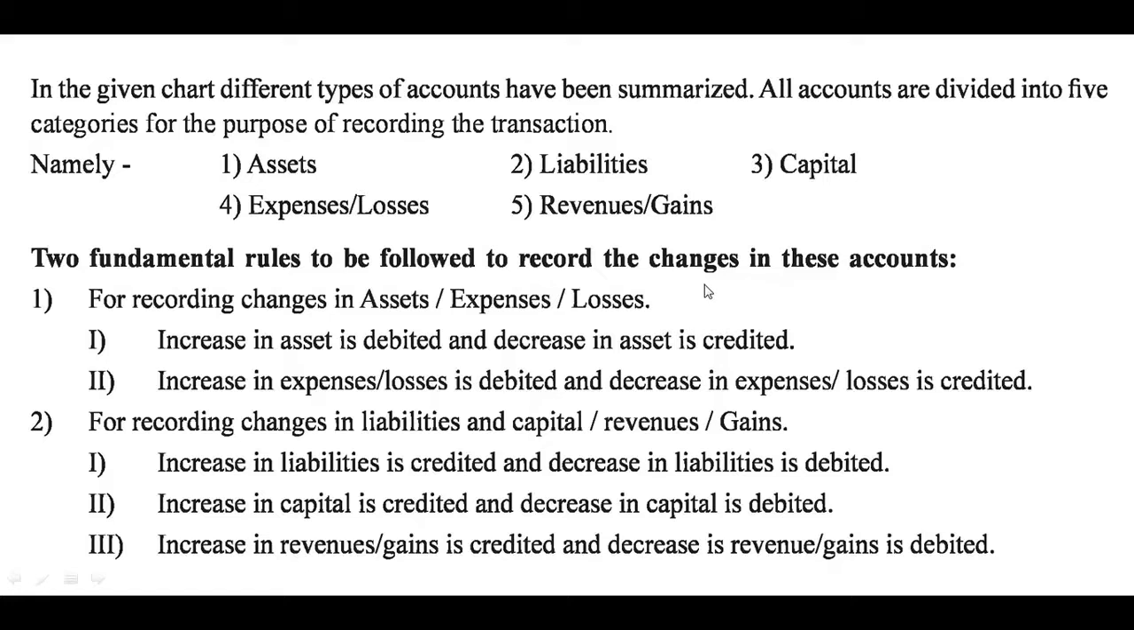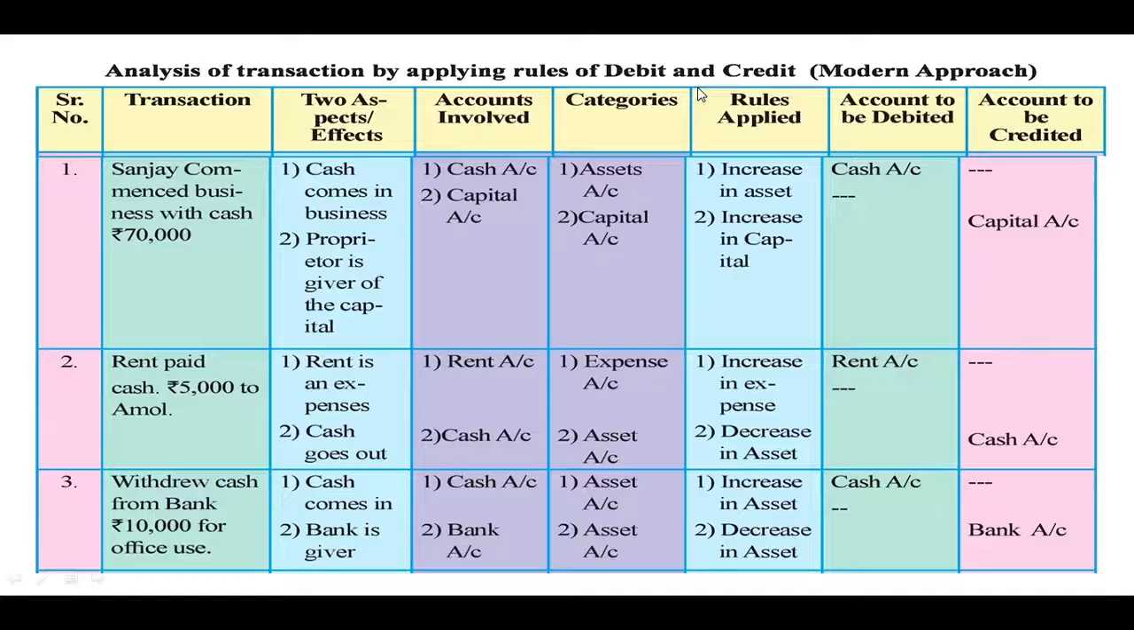Personal account includes the natural person's account or the artificial person's account. So natural persons like my account, your account will be recorded under personal account, and artificial person's account like company account, bank account, school or college account will be recorded under artificial person's account. Then nominal account, expenses and losses are debited and incomes and gains are credited. So these are the rules to be followed as per the traditional approach, and the rules which are given here, all these rules are followed as per the modern approach. Any one approach you can follow while passing the journal entries.